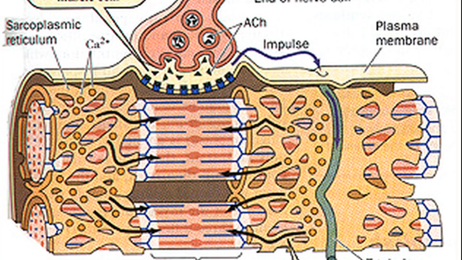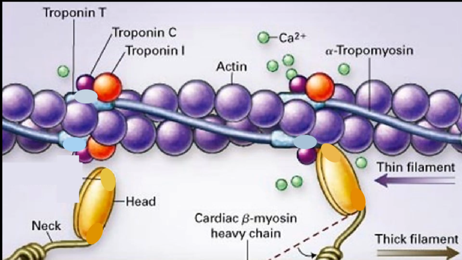Calcium binds to troponin-C on the thin filaments, causing a conformational change that moves tropomyosin out of the way. This allows the cross-bridge cycle to begin.